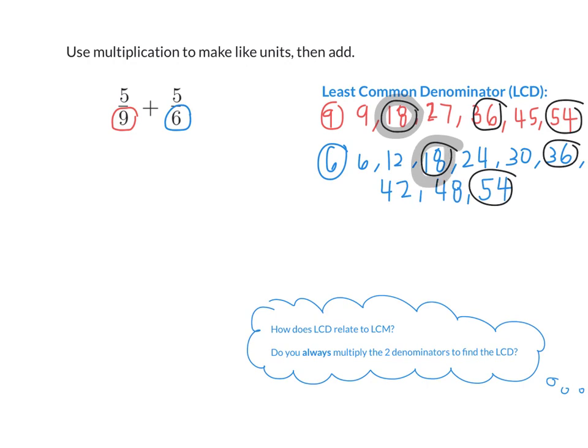Do we always multiply to find the least common denominator? No. But let me tell you something though. As long as the units are the same, the math will work. We could find equivalent fractions with 36ths or with 54ths, or we could do it with 18ths. Either one should get you the right answer.